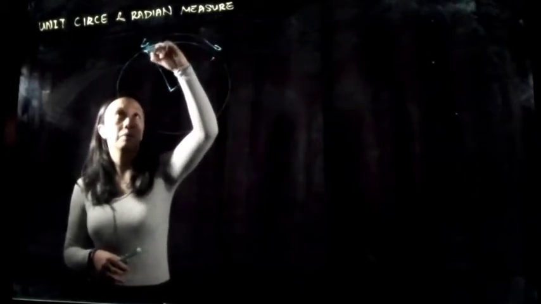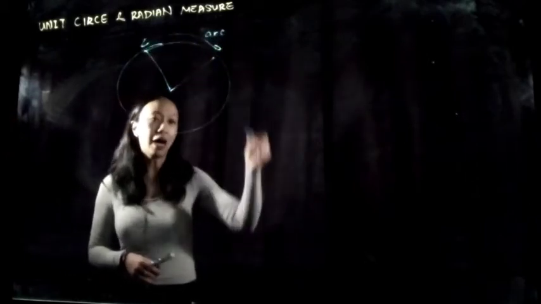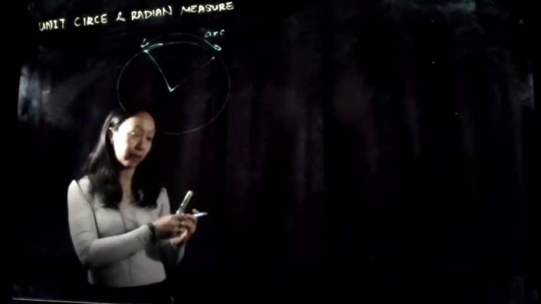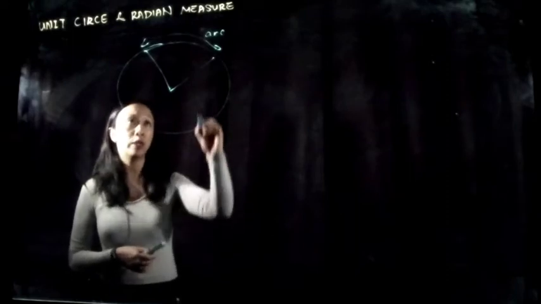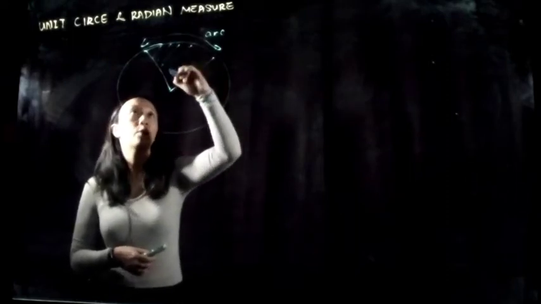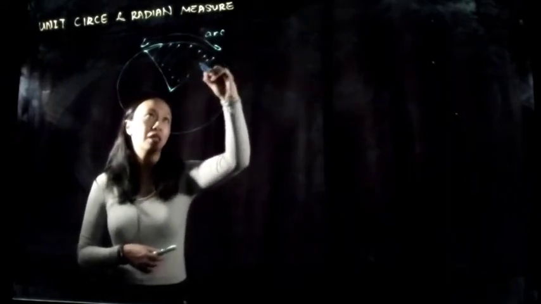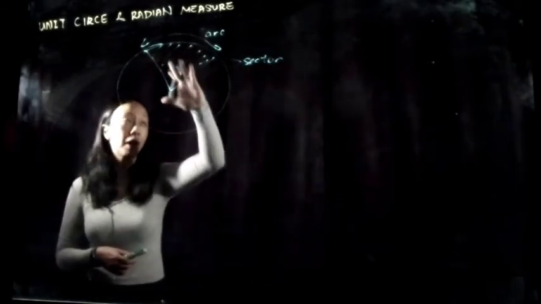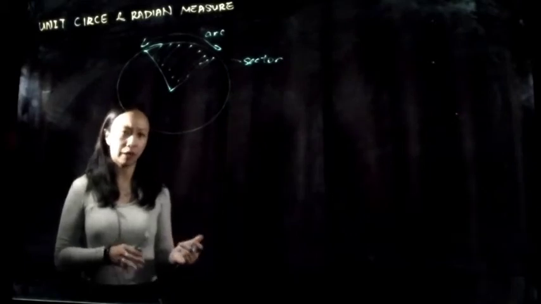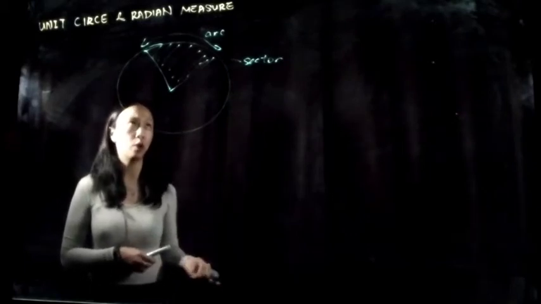This is the arc. The arc is a length. It is some sort of length, so the unit used is like centimeter. And another thing we need to know how to calculate is the area of the sector. So the sector is an area. It's the area that encompasses this part. So the unit is some sort of unit square, like centimeter square.